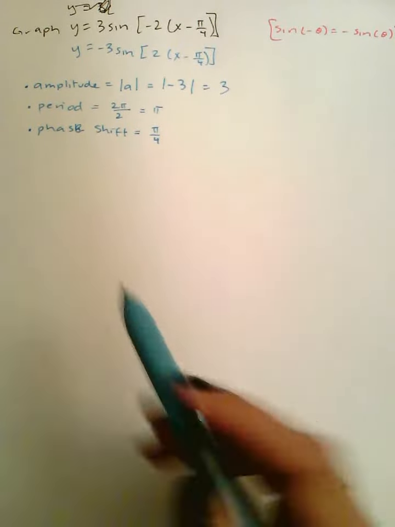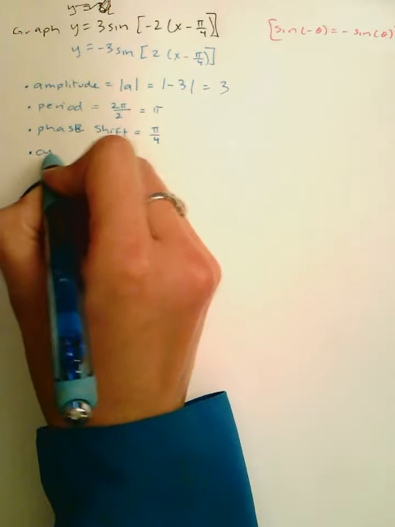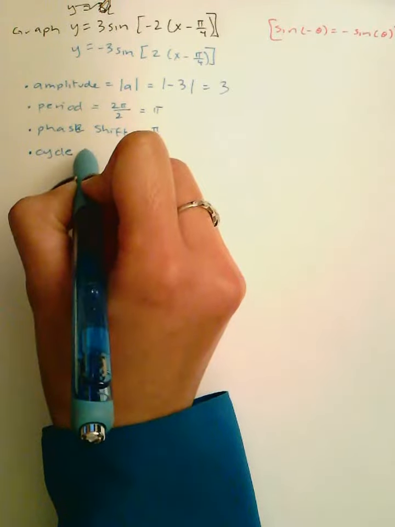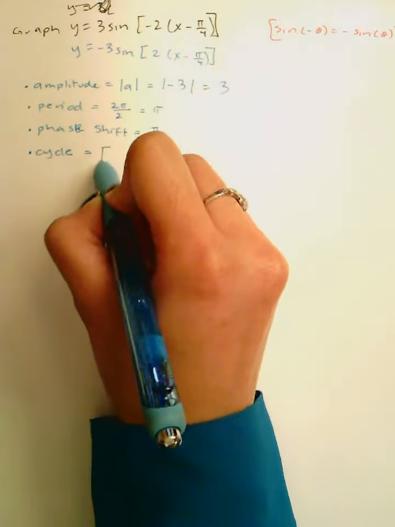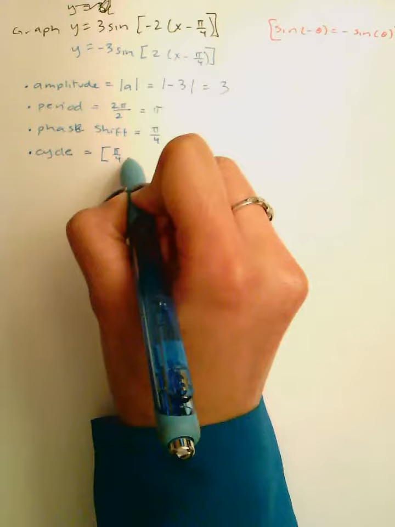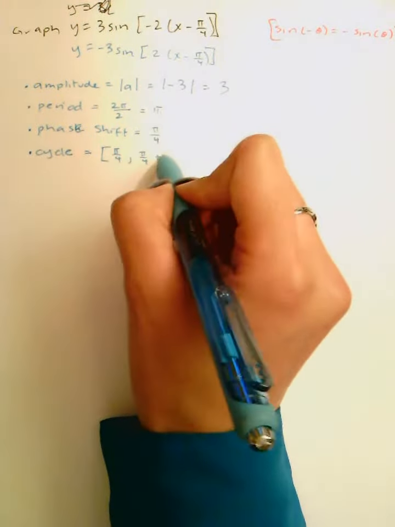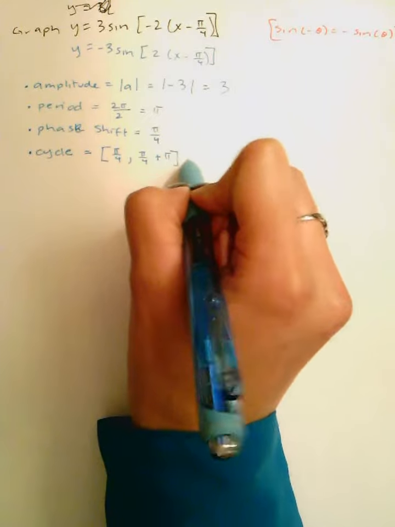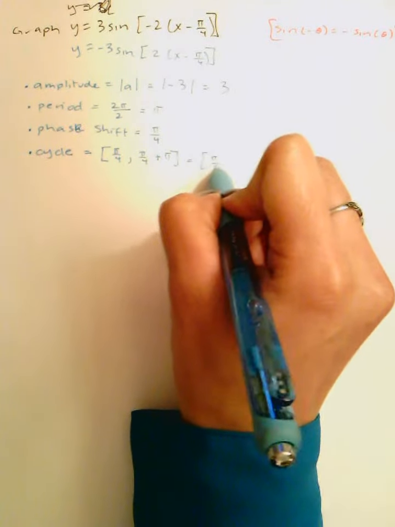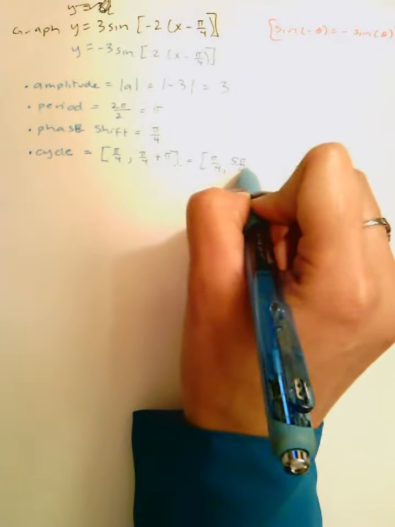The next thing we want to do is find the cycle. So the cycle goes from pi over 4, which is the phase shift, all the way to pi over 4 plus the period. So pi over 4 plus pi. It's the same as before, so it's pi over 4 to 5 pi over 4.